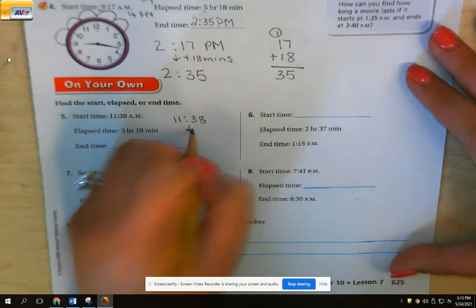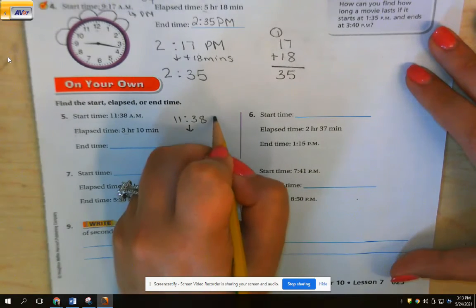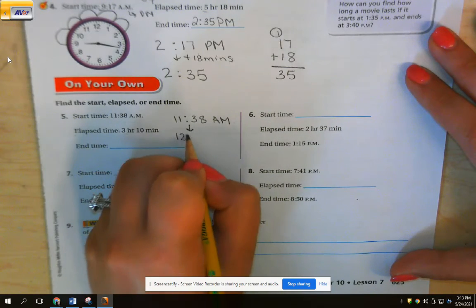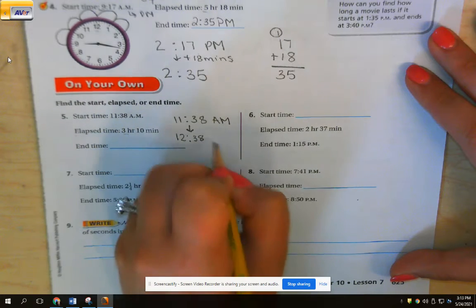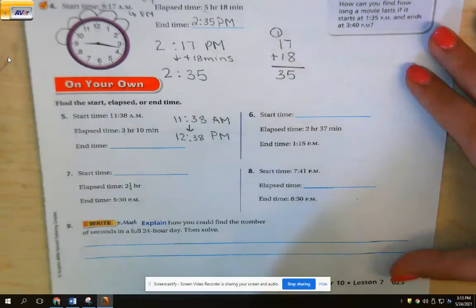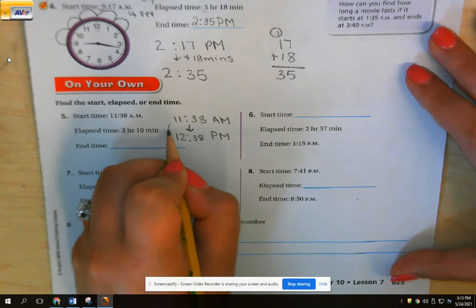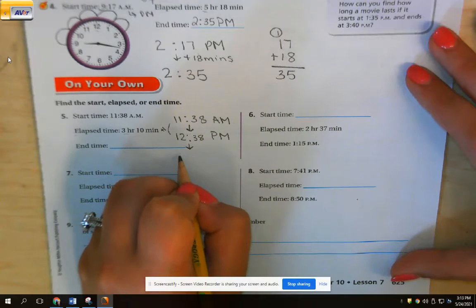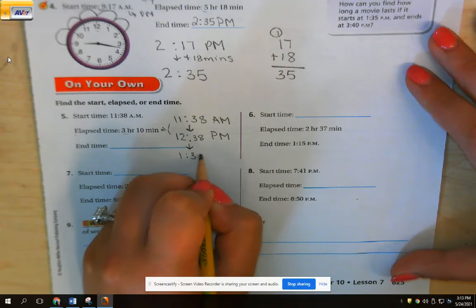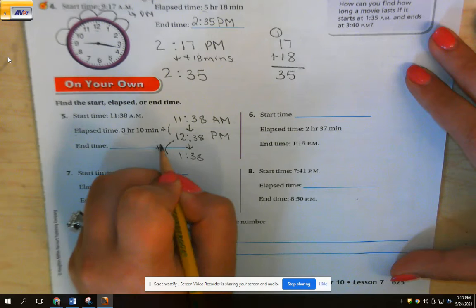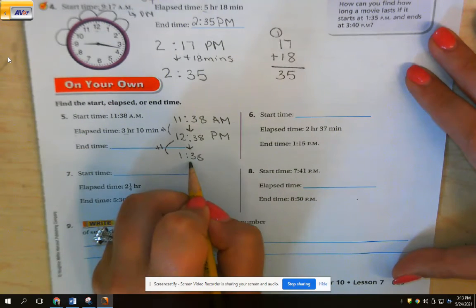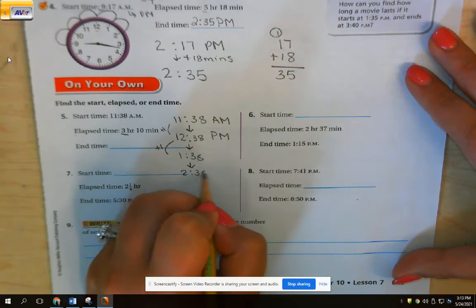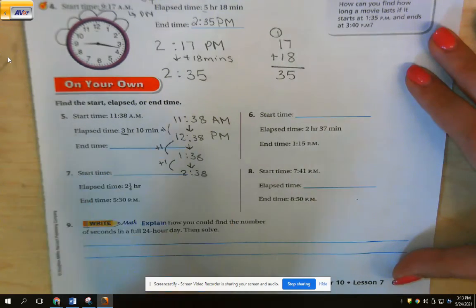So I'm going to add the hours first. So 11:38 plus 1 hour would be 12:38. Because we're going past 12, it switches to PM. So that's plus 1 hour. Let's add another hour. It'd be 1:38. And another hour, because 3 hours go by, would be 2:38. So we added our hours.